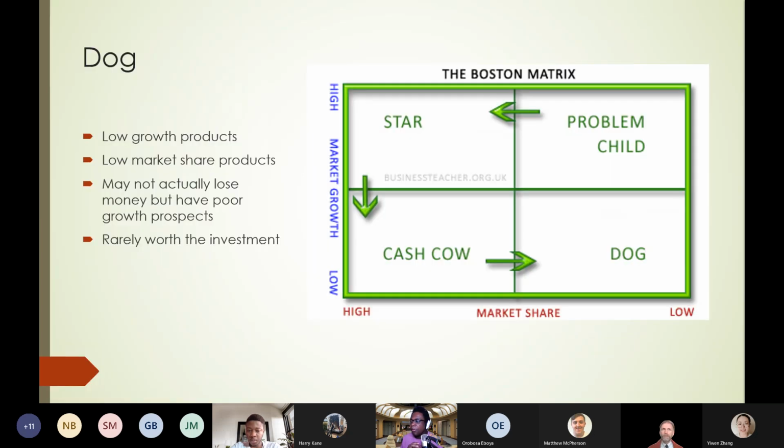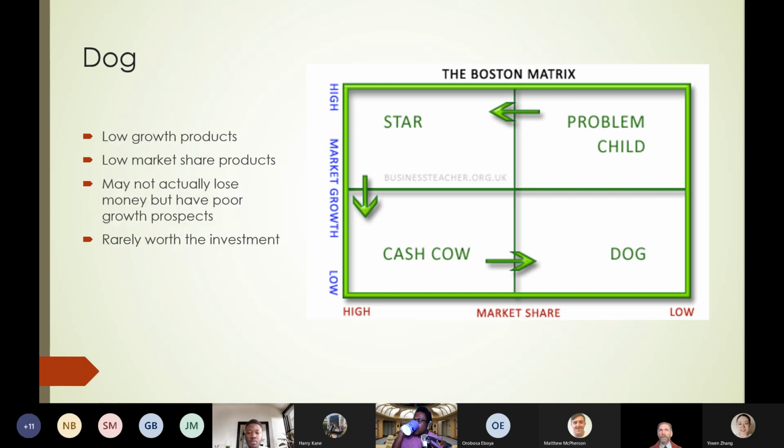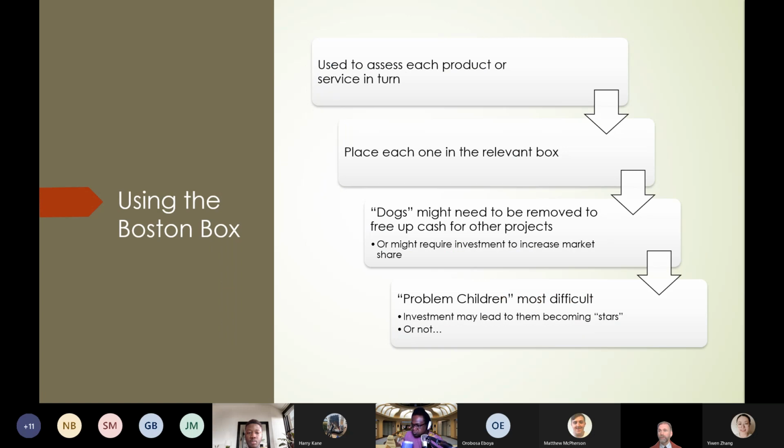The difficult one is the problem child. Getting bigger, but low market share. So there's potential there. So the potential could be it catches on and brings in lots of money and gets really good. Or the potential could be that it just falls by the wayside. It's hard to know. That's where managers earn their money.